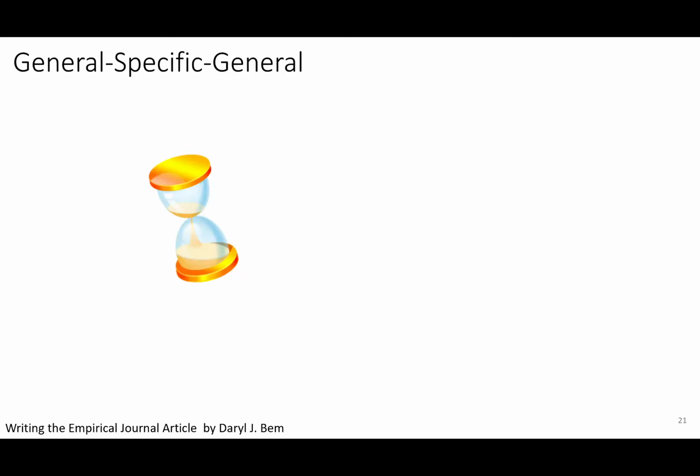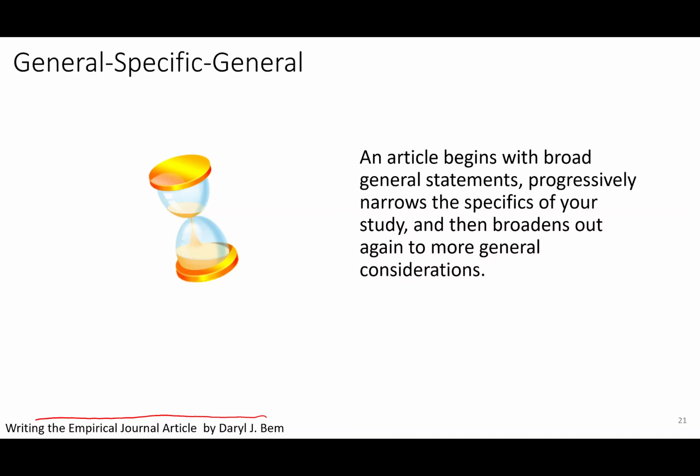Other lecturers would also talk about this, but since this is important to the placement of the literature search, we will discuss this. General to specific to general, the hourglass shape we have understood, and this is a very nice document if you can read. An article begins with broad general statements, progressively narrows to the specifics of your study, and then broadens out again to more general considerations. So general to specific to general.